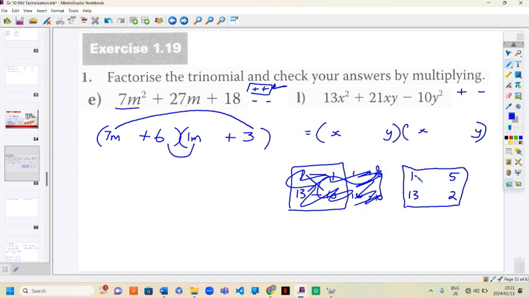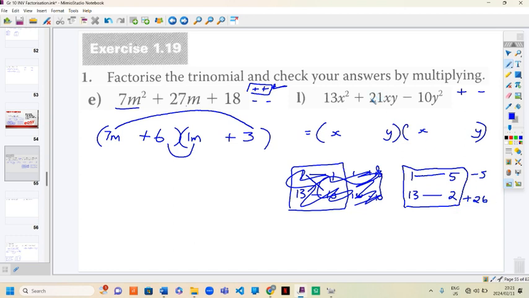So here I've got 1 and 5. That's going to give me 5. And 13 and 2, that's going to give me 26. In order for this to be positive, which one of these numbers has to be positive? The bigger one or the smaller one? Good, the bigger one. So it's plus, and that one's going to be minus. And what is 26 minus 5? Ding, ding, ding, it's 21.